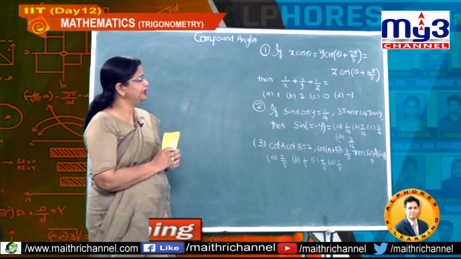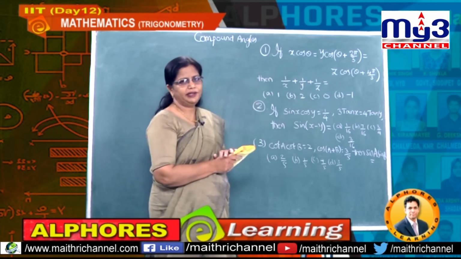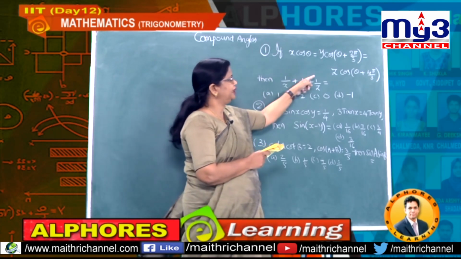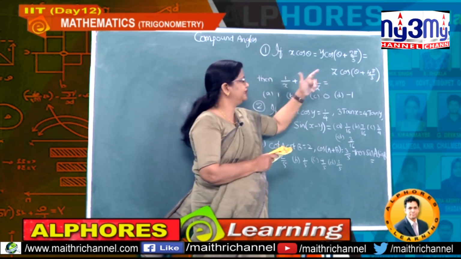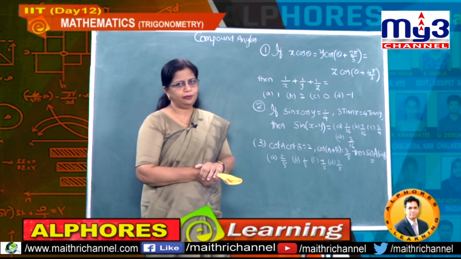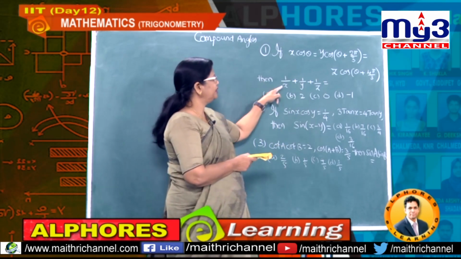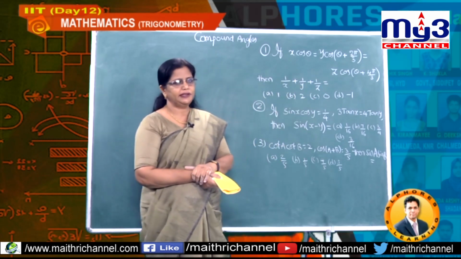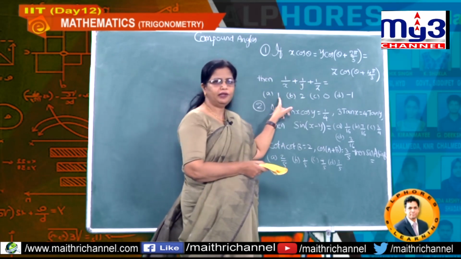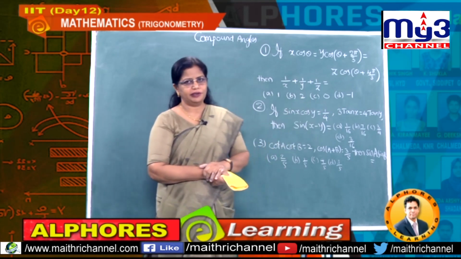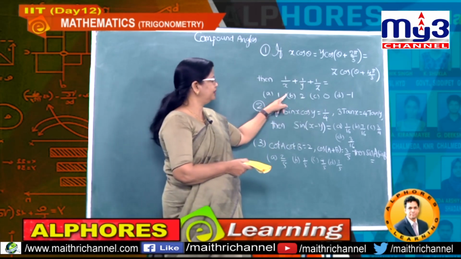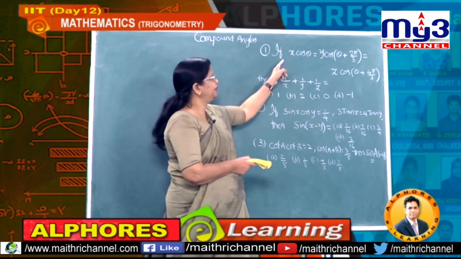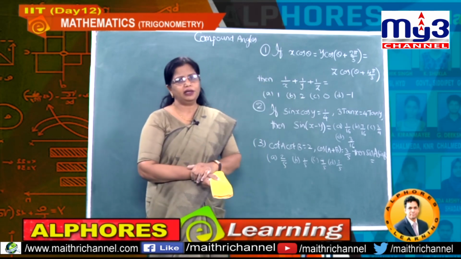So, first one is given as x cos theta equal to y cos of theta plus 2 pi by 3 equal to z cos of theta plus 4 pi by 3. Then what is the value of 1 by x plus 1 by y plus 1 by z, and options are given in terms of numericals. Okay. Options are given in terms of numericals, and in the question you have extra theta also.